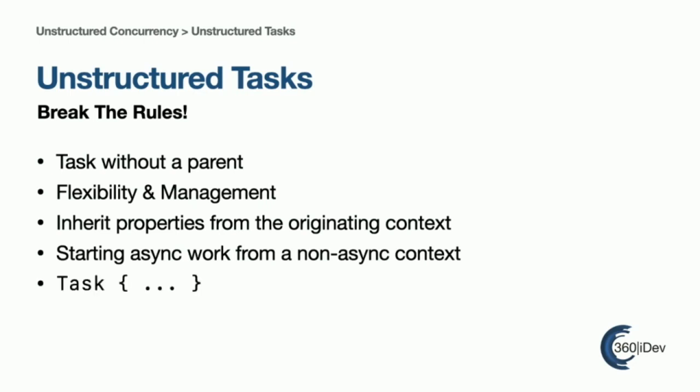Tasks are created pretty easily just using the task initializer, and anything that you put into the closure there will be run asynchronously. Now, when you create a task this way, it returns to you a task handle. And with that task handle, you can check up on a status, like whether it's complete or canceled, and you can also cancel the task as well.